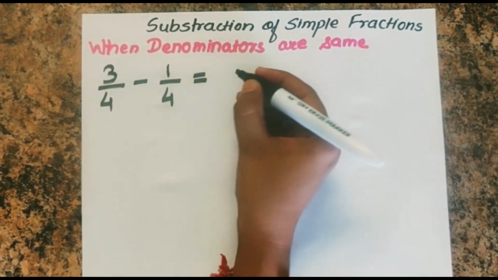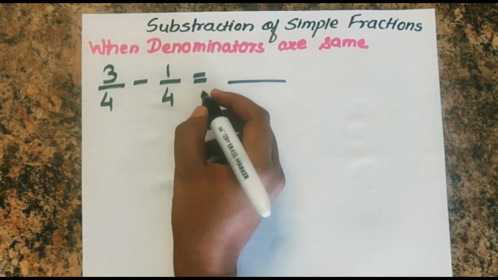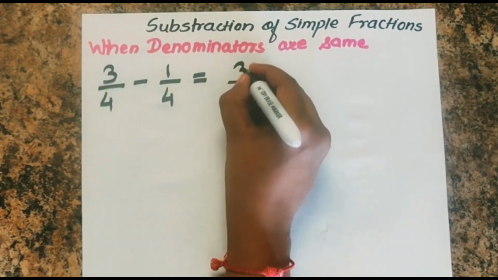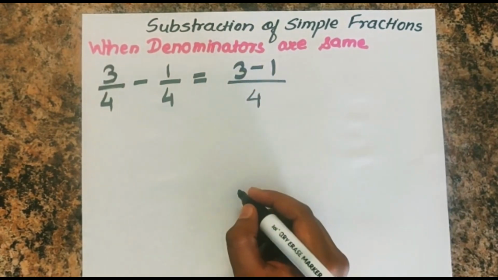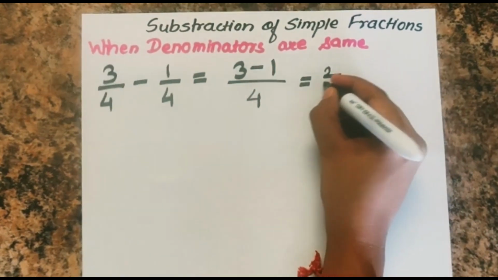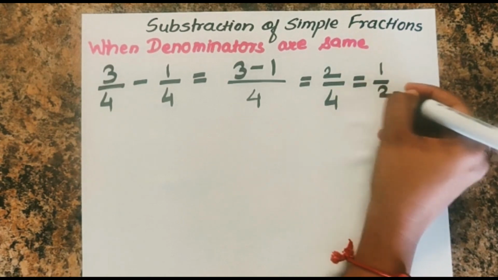In case of addition, we just did the addition of numerators. Now we'll do subtraction. It will become 3 minus 1 upon the denominator 4, remaining as it is, which is equal to 2 upon 4, which is equal to 1 upon 2.